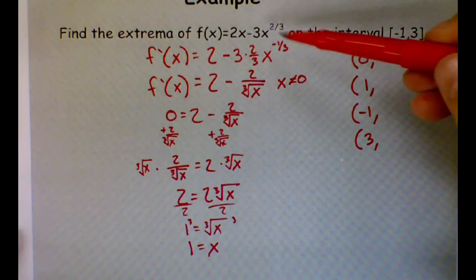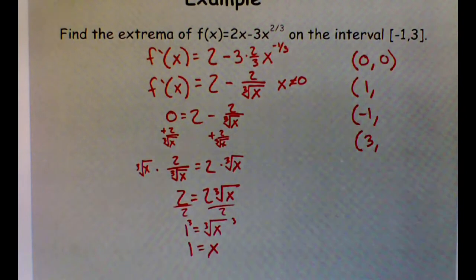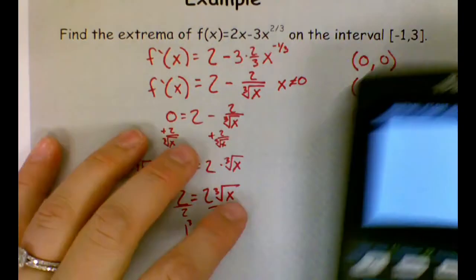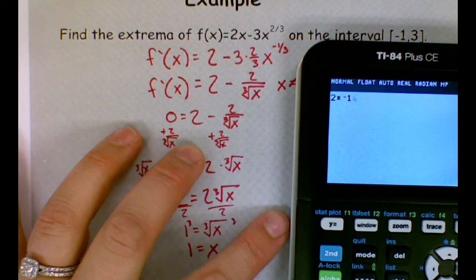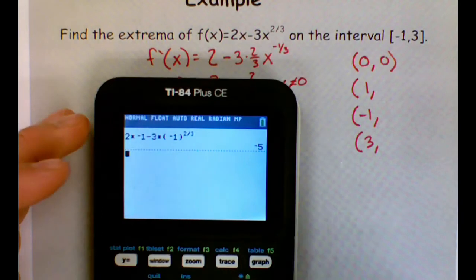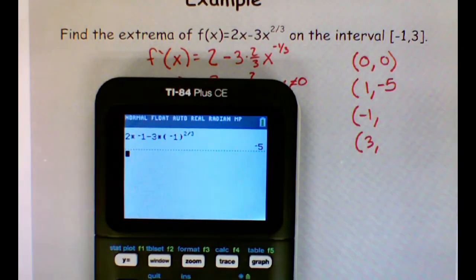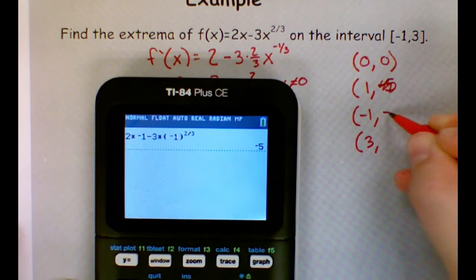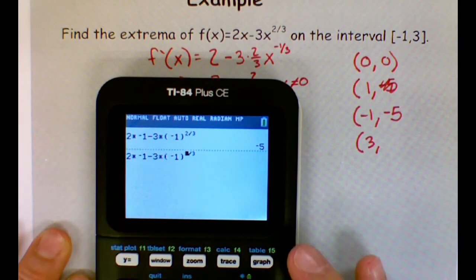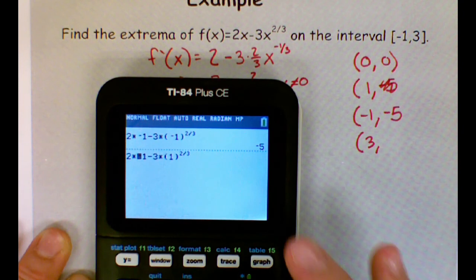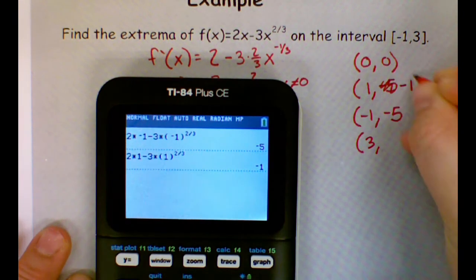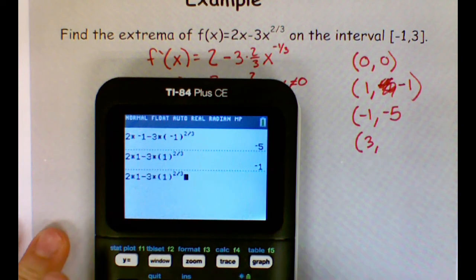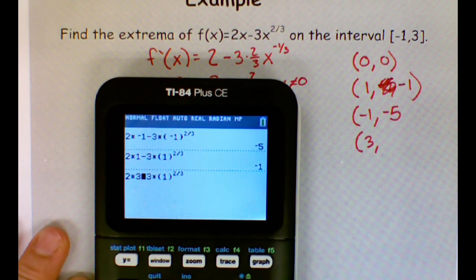0 would give me a value of 0. -1, let's say I don't feel like thinking. Calculator time. 2 times -1 minus 3 times -1 to the 2/3 power. Make sure you put that -1 in parentheses when you raise it to a power. But we get -5. Whoopsie, I skipped one. How about +1? I'll just delete the negatives on here. I get -1. There we go. And then I need 3, so I'm just going to retype that with a 3.